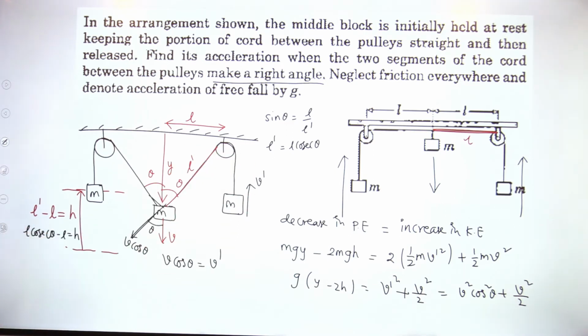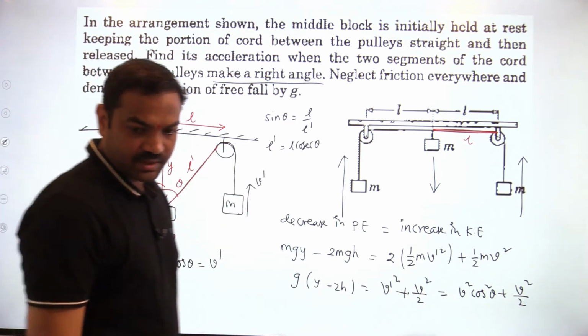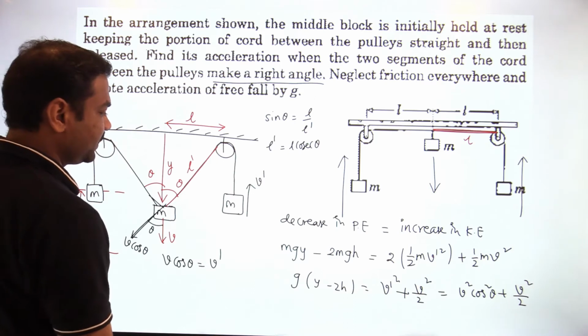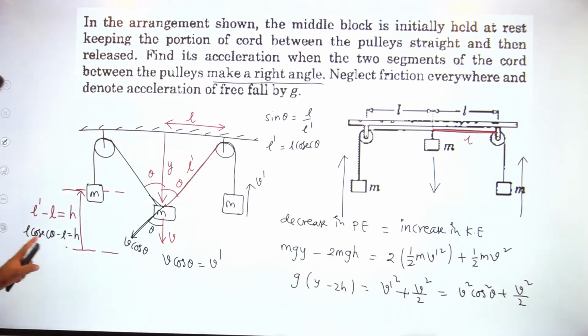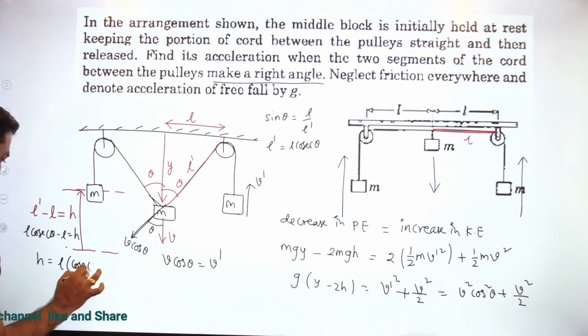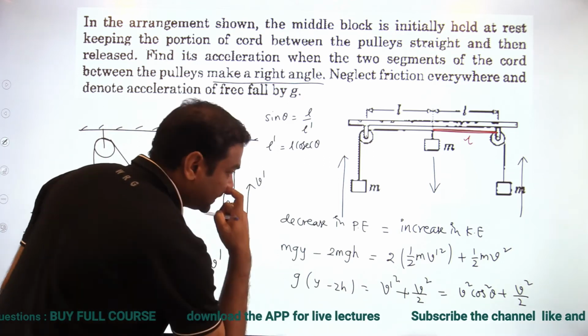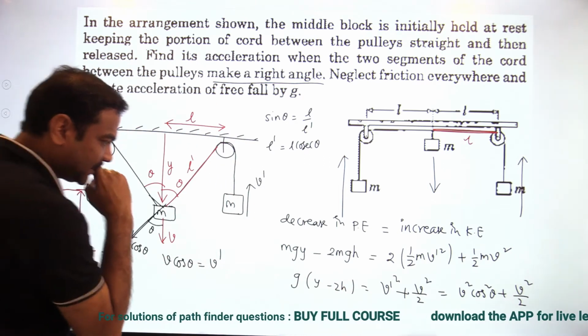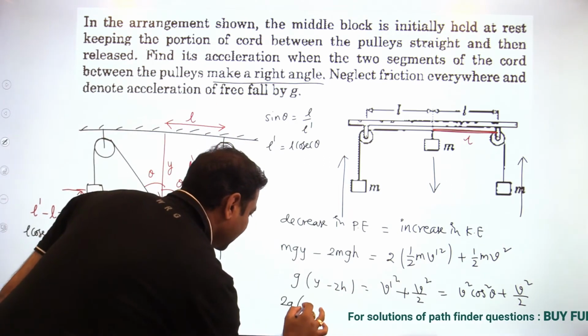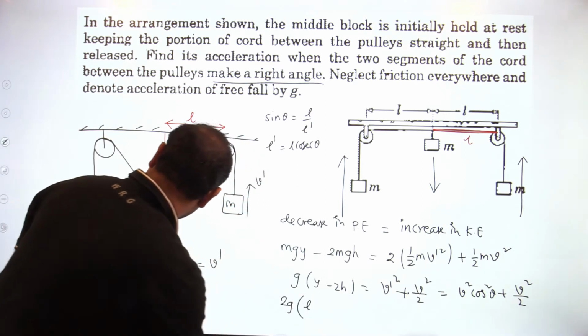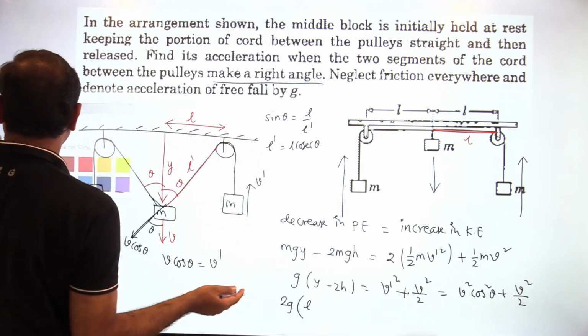So then everything will come in terms of y. Okay? So then g into y minus 2h. The h value is L into cosecant theta minus 1. So I can write this as, if you want, you can take the 2 times 2g into y value. The y value is y only, no need to change.